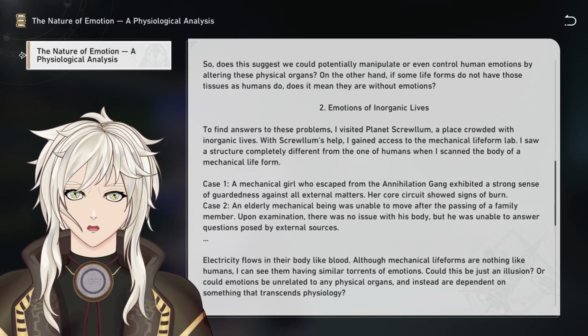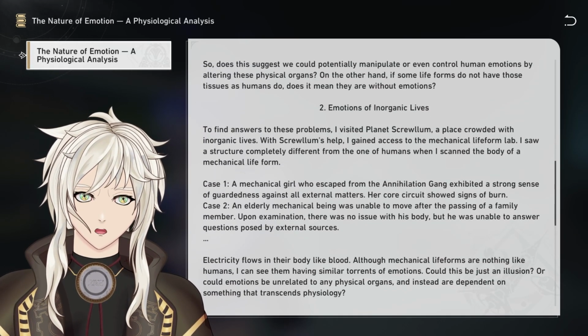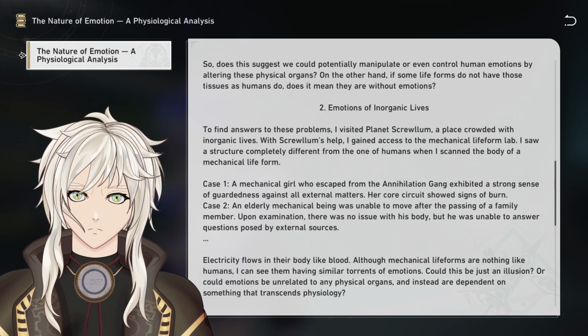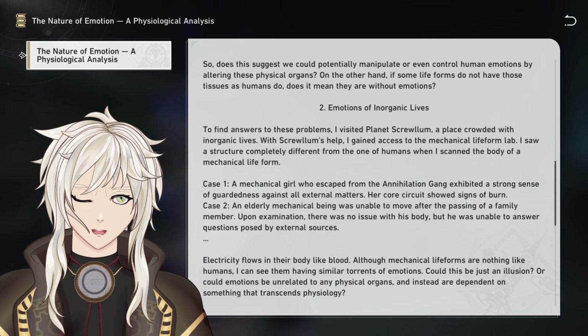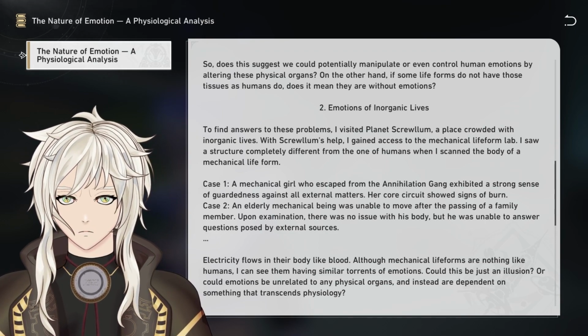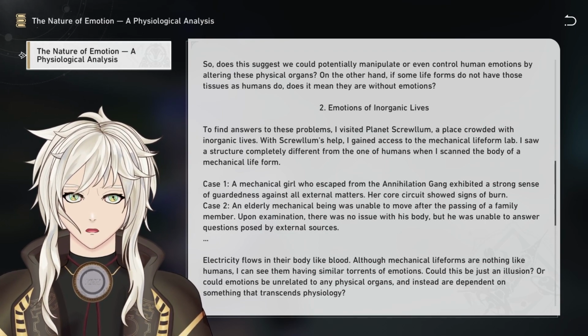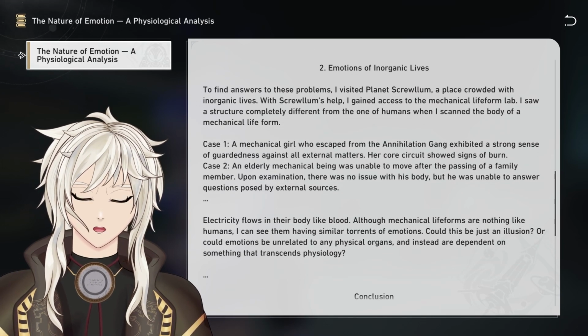So, does this suggest that we could potentially manipulate or even control human emotions by altering these physical organs? On the other hand, if some life forms do not have those tissues as humans do, does it mean they are without emotions?